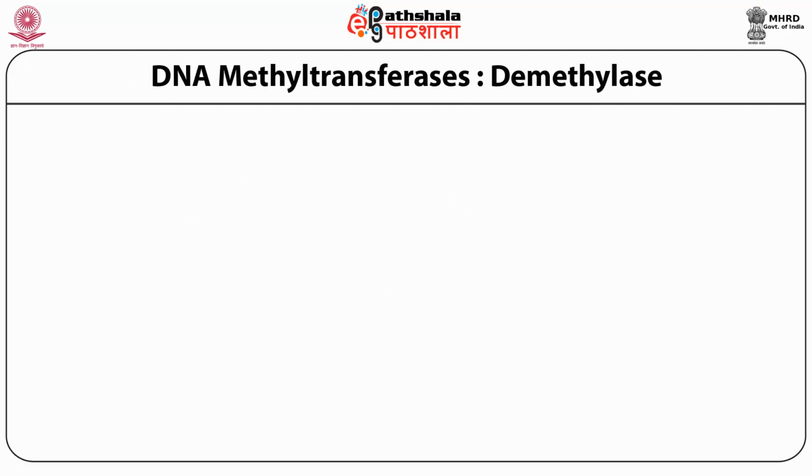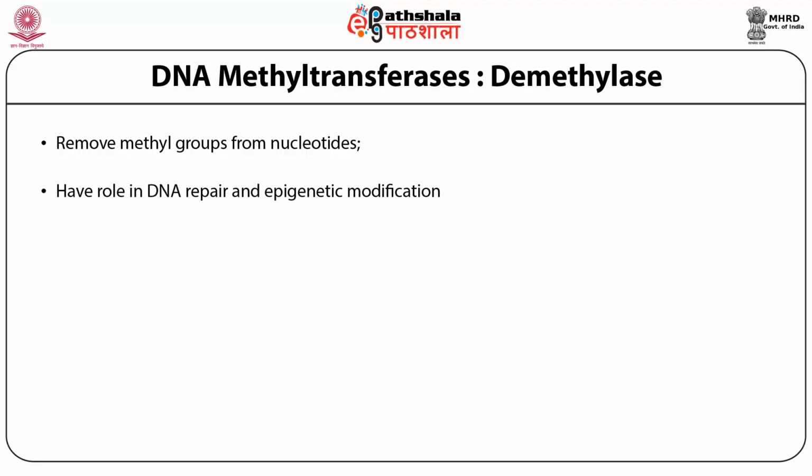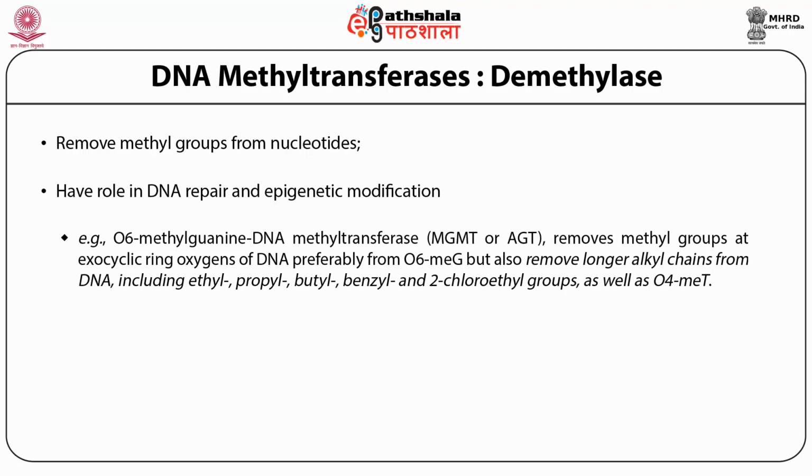CCTGG. DNA methyltransferases that can remove methyl groups are also important for the cell, and those that can remove methyl groups are usually referred to as demethylases. They also have a role in both DNA repair and epigenetic modification. One example of this DNA methyltransferase that can demethylate is O6-methylguanine DNA methyltransferase, also abbreviated as MGMT or AGT.